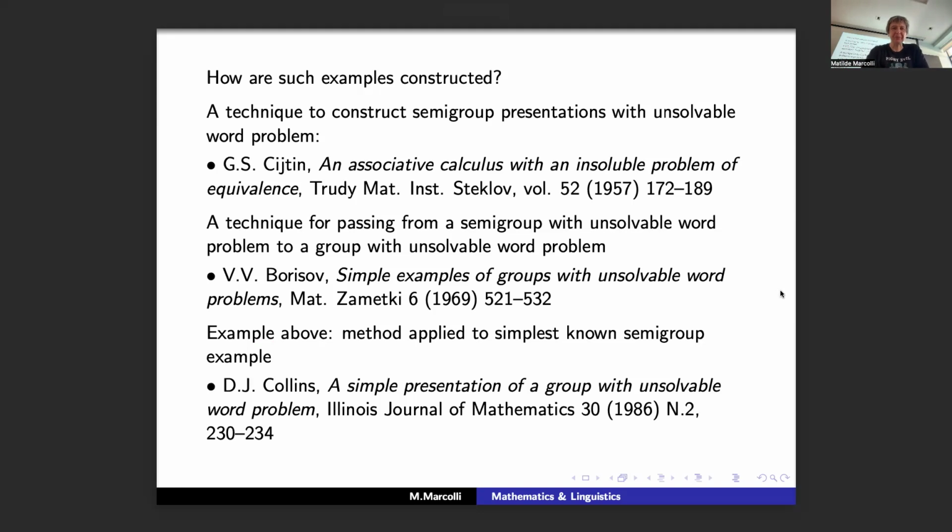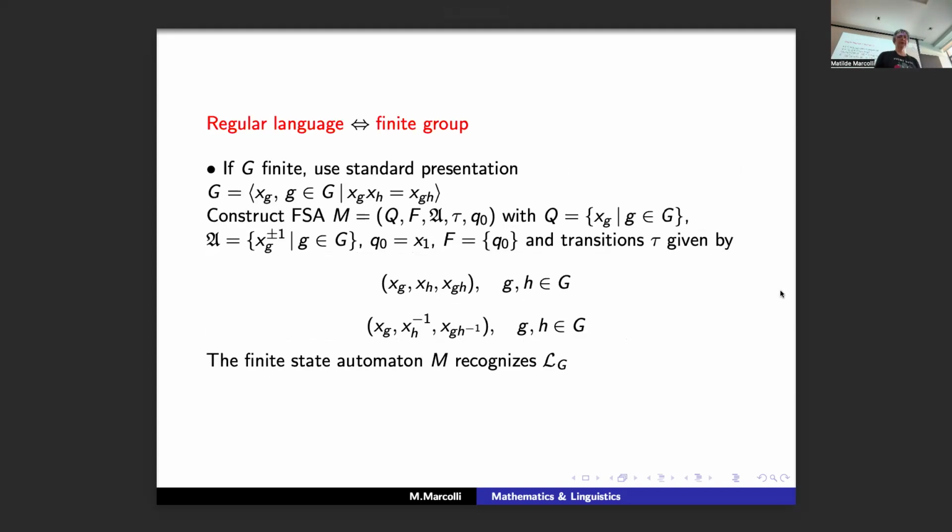Anyway, so these are some of the references that discuss this relation between the word problem for groups and group presentations and formal languages, and the formulation of these problems in terms of formal languages. So let me say a little bit more, just to see how one does think in this kind of setting.